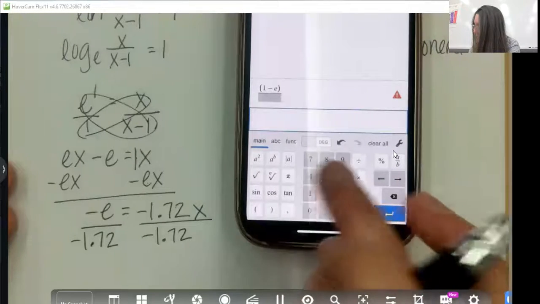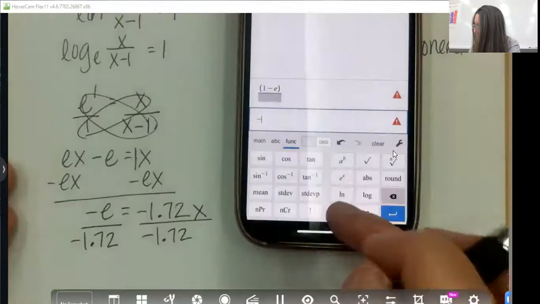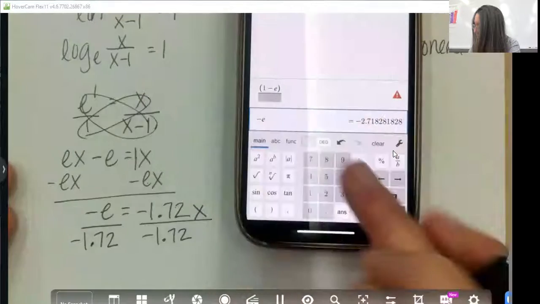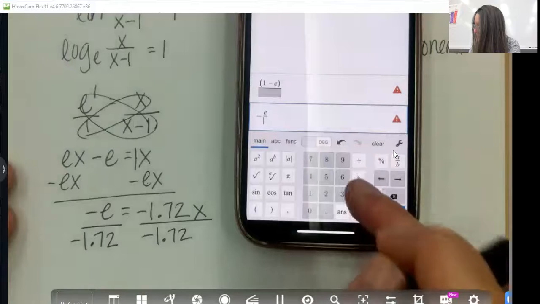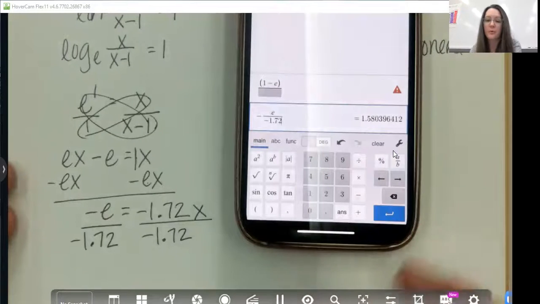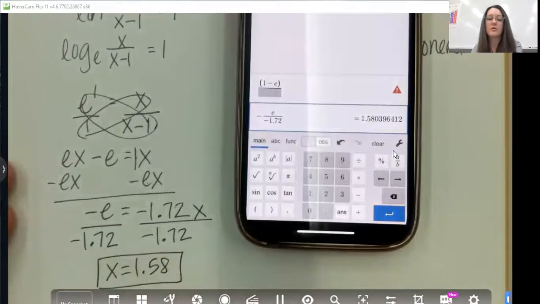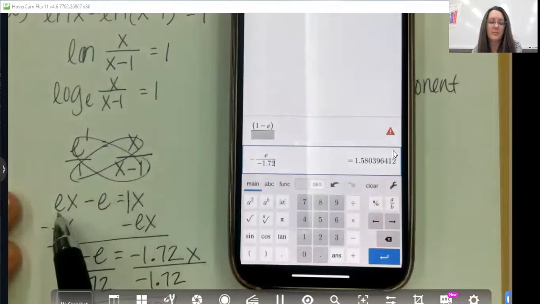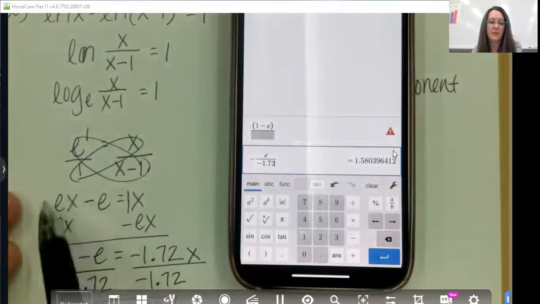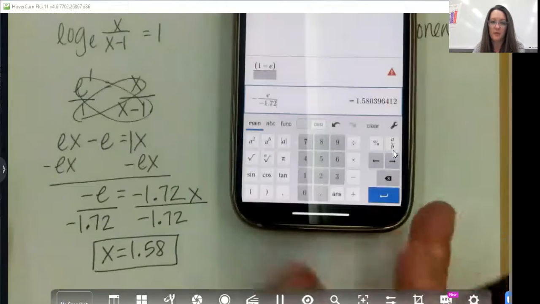All right, so let's see. Negative e divided by negative 1.72. We get 1.58. So x equals positive 1.58. So you're solving just like an equation. We could have done the 2.7 here and here. You don't have to leave it as an e. You can change it to a number anytime that you're dealing with it.